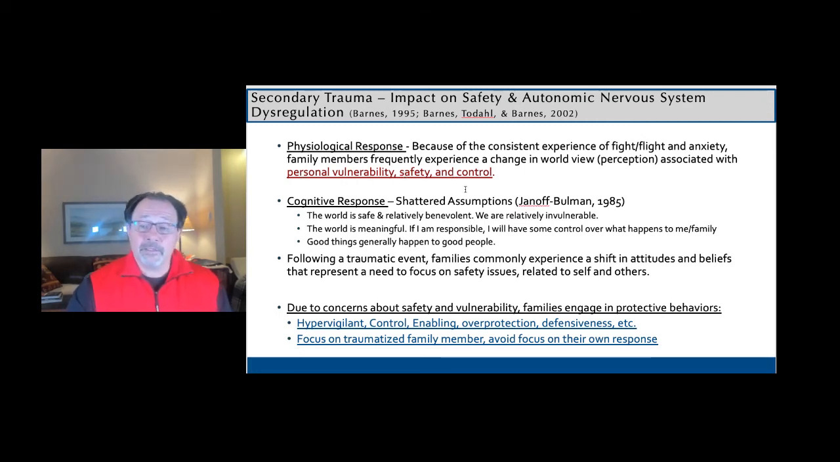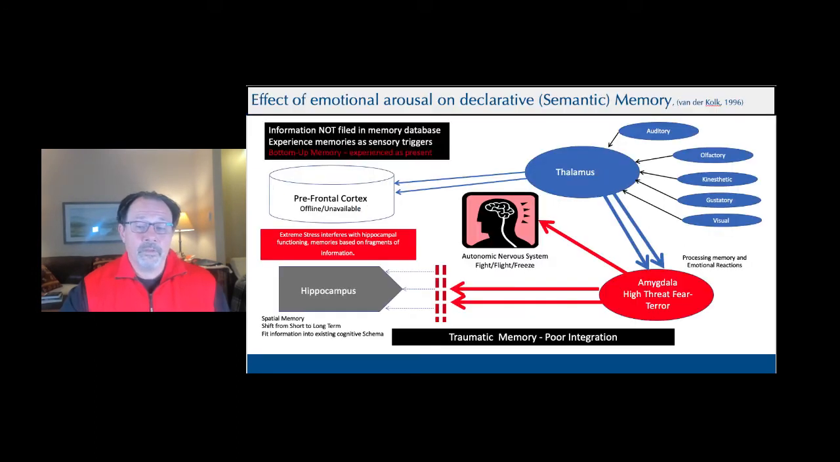safety and control. The slide, following a traumatic event, families commonly experience a shift in attitudes and beliefs that represent a need to focus on safety issues related to self and others. Hypervigilance and control. Enabling. Makes sense. This is a slide you've seen before. You saw this in the Trauma 101. And so this is sort of a summary.